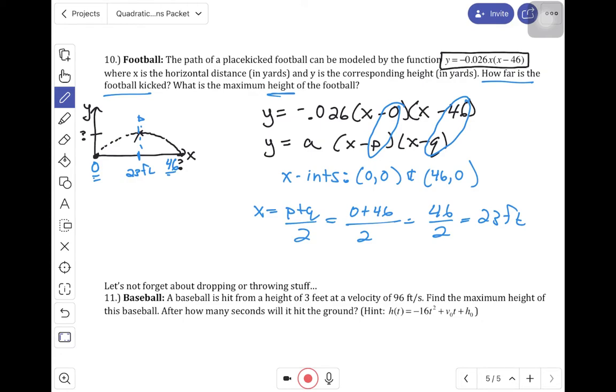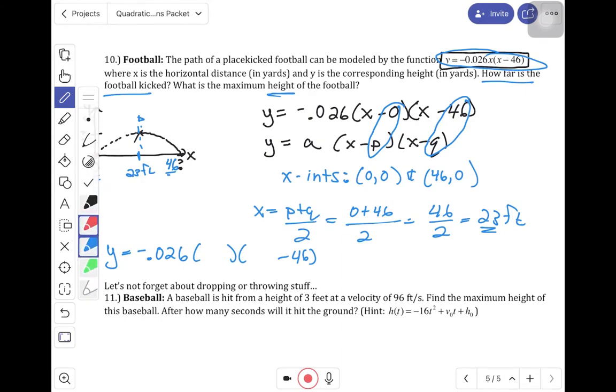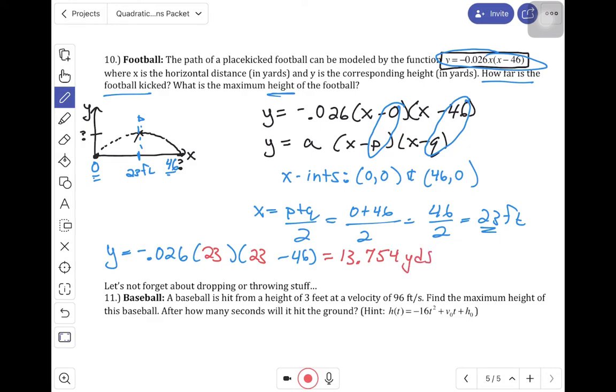To figure out how high the ball goes, now I have to take this 23 feet and plug it in for x in my equation. So I'll take a second and do that. I'm going to go ahead and open up all the x's in my equation first, and wherever I see a blank, I'm just going to throw in my 23. Then I do my order of operations, and it turns out we get about 13.754 yards. So that is how high the ball gets kicked in the air.